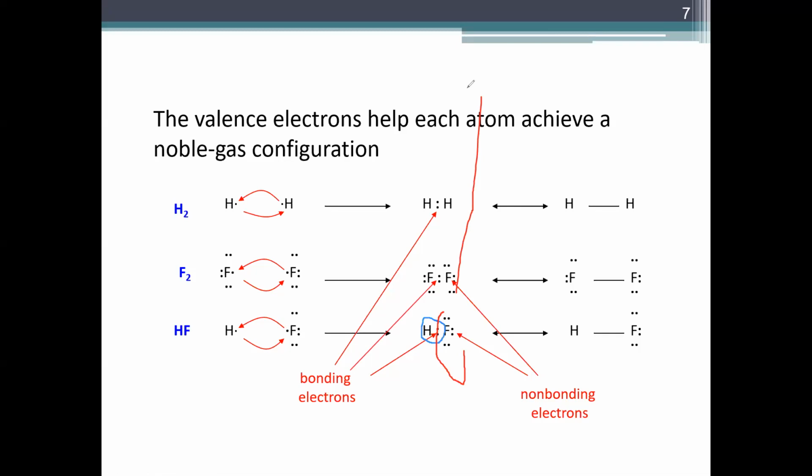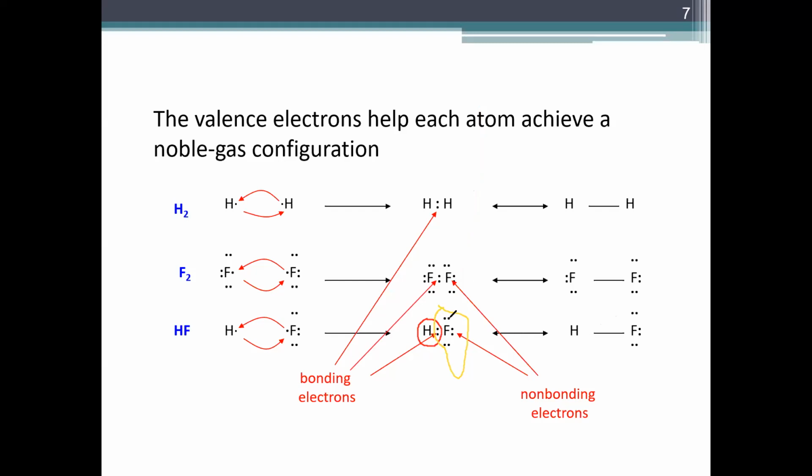Let me clear this. Okay, all this. Let me go back. Hydrogen is having a duplet. It has its own one electron and is sharing one with fluorine. And fluorine also has its own orbital. So you can see now that there is an overlap. Where the overlap is, is where this bond is formed.